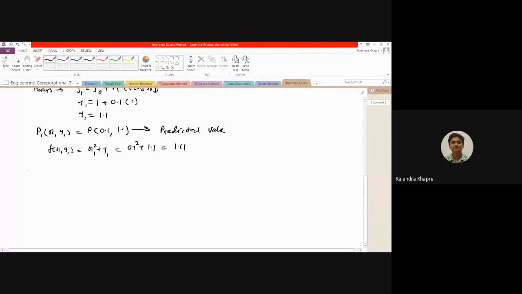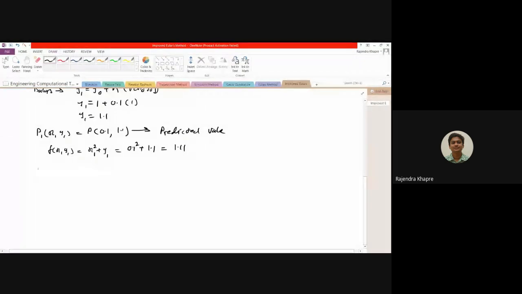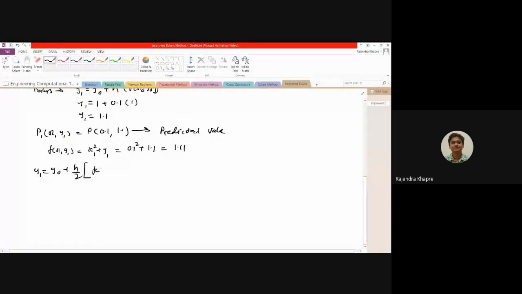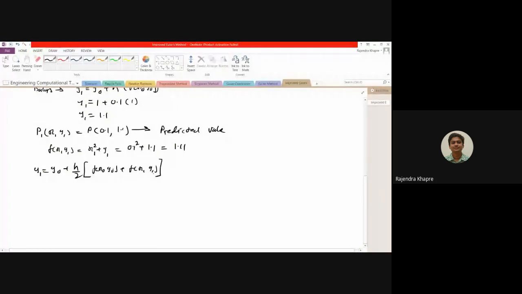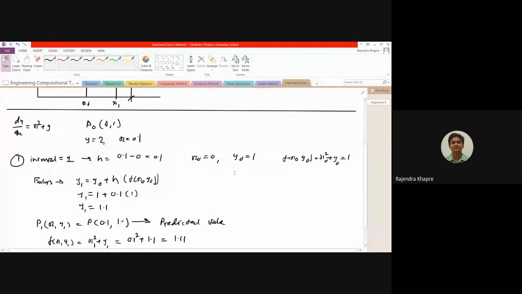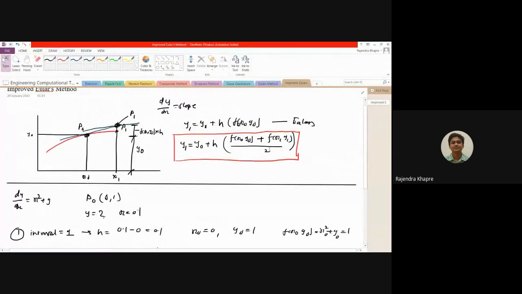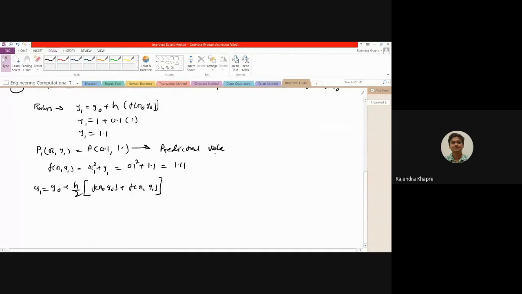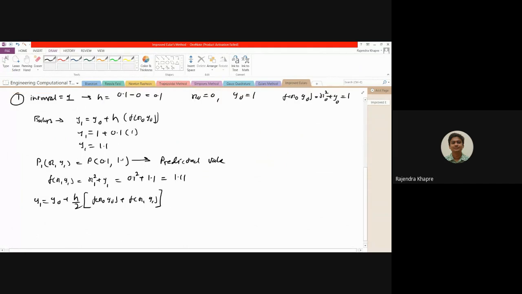So now if you use the corrected equation, y1 will be y0 plus h by 2 into f of x0, y0 plus f of x1, y1. Here I have written the same equation, only that the divide by 2 I'm just writing as h by 2. Same expression. So all values are now available with me.